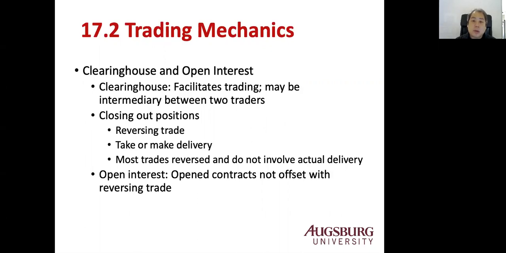And most trades reverse, which means most trades, like a long and short, are offsetting each other and do not involve actual delivery. They usually do not deliver actual goods. So the purpose of the futures is not just getting the commodities or getting assets at an agreed upon price or selling an asset at an agreed upon price.